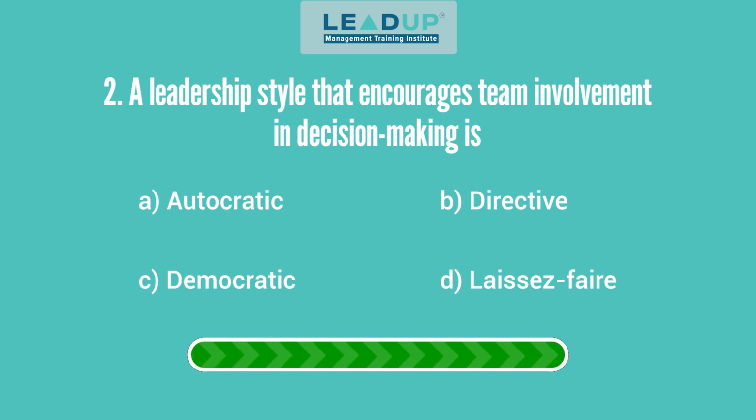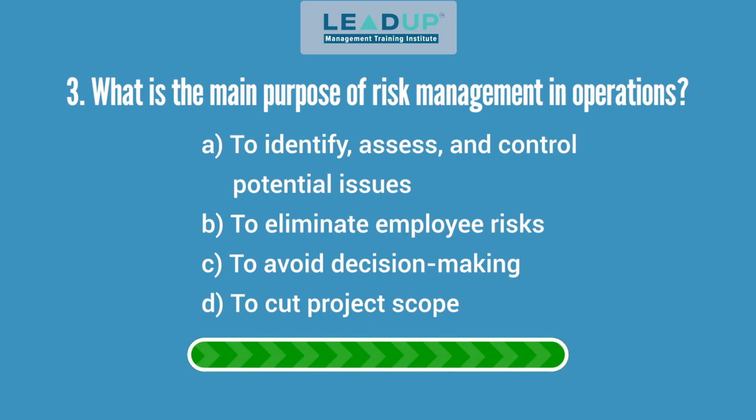Question 2. A leadership style that encourages team involvement in decision-making is A. Autocratic, B. Directive, C. Democratic, and D. Laissez-faire. Answer: democratic.